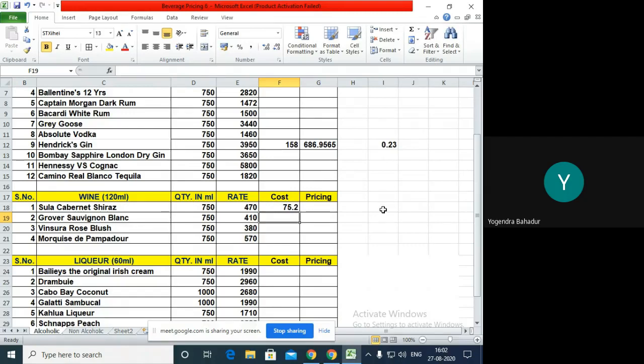75.2. Here also, if I ask you, the beverage cost is 20%. So 20% means 20 divided by 100, which comes to 0.2. So 20% in terms of a decimal is 0.2. Again, to find the price, we use the equal to sign, and the cost is 75.2 divided by 0.2, which comes to 376.